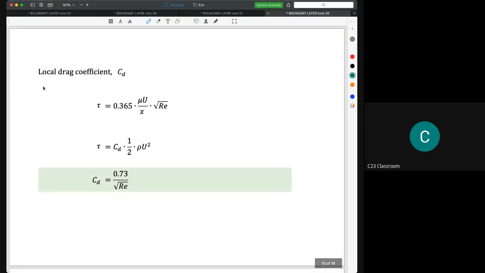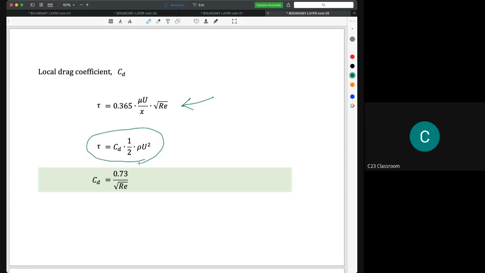Okay, so macam mana untuk mengira local drag coefficient? It starts from the equation of shear stress. From our previous calculation, shear stress is equal to 0.365 mu u over x times square root x. And then we could estimate that shear stress is related to the local drag coefficient as this one.